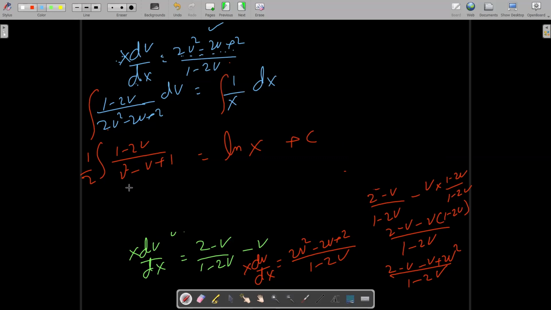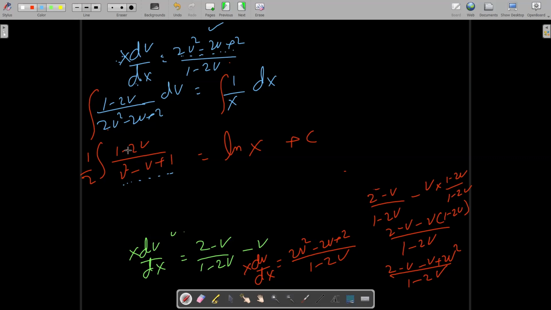the lower expression is v squared minus v plus 1. Its derivative would be 2v minus 1. Does that make sense? So if we have 2v minus 1 on the top, then we can just apply the formula. But there is 1 minus 2v, a different thing, right? So how can we do that?